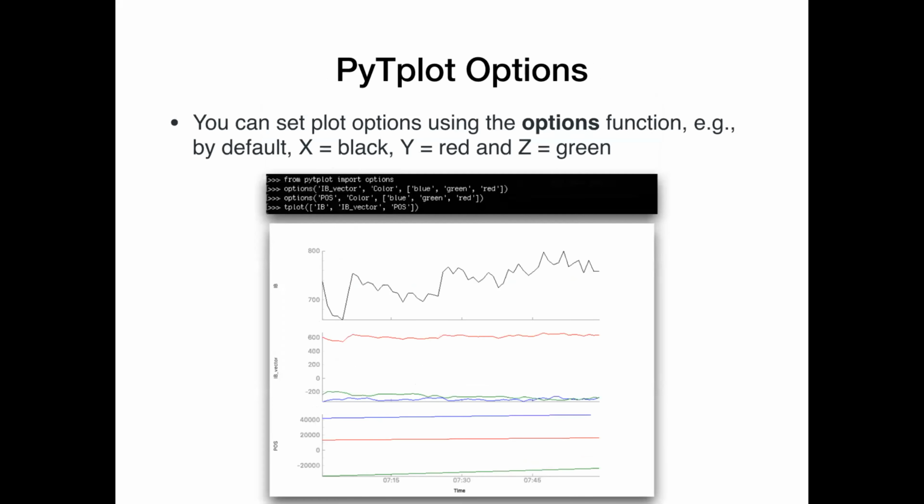But you can set plot options using the options function in pytplot. So for example, you just say from pytplot import options, and then give it the variable name as the first argument of the option that you want to set, and then the values for that option. So for instance, in this case, we're setting the B field vector colors to blue, green, and red, and the position vector to blue, green, and red. And then we call tplot on that same plot as before. Notice that the colors have been updated to blue, green, and red.